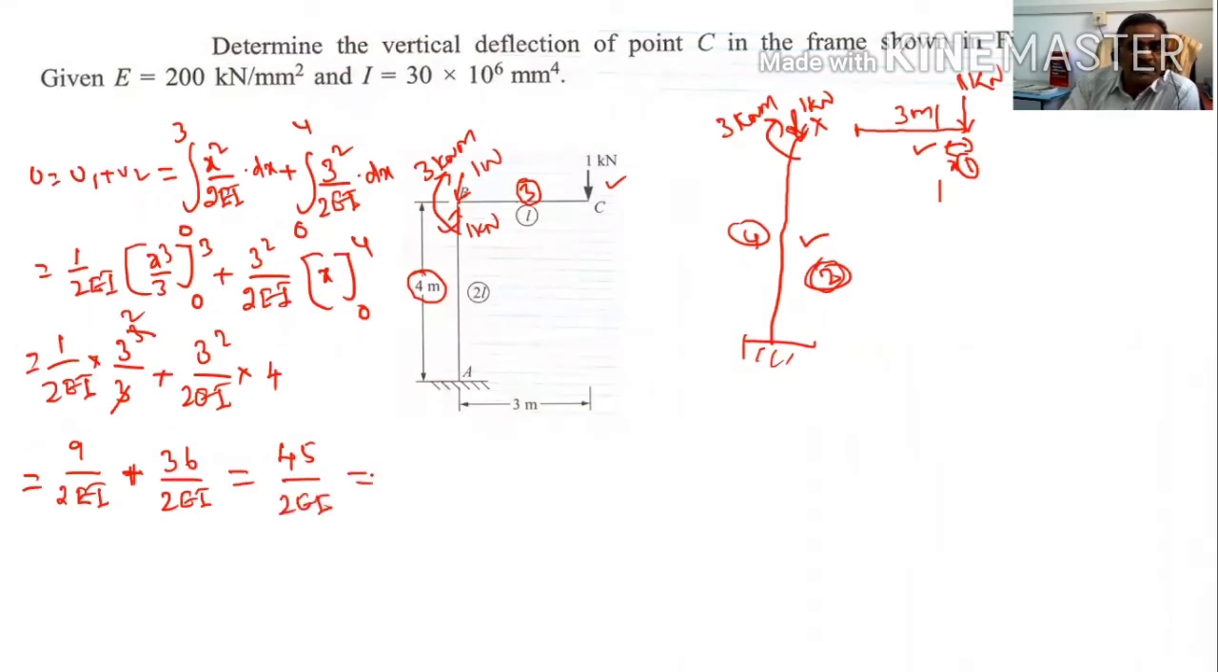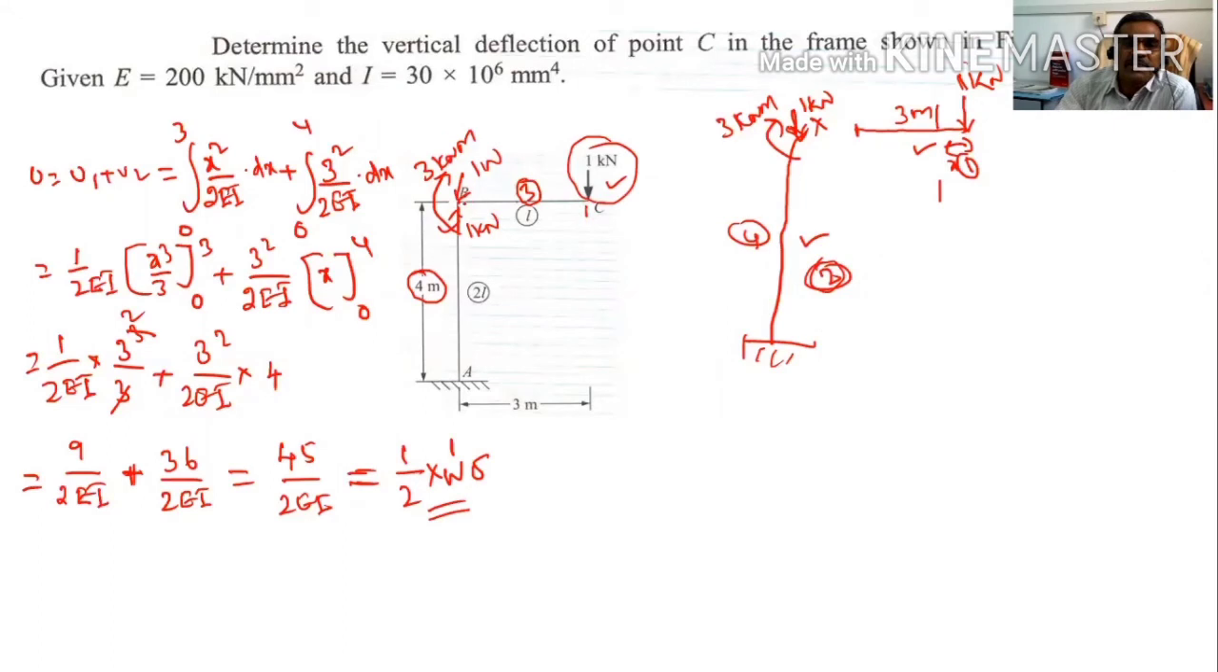That is equal to the total energy stored in the two sections. That is equal to half into W into delta. What is this? This is the work done. Here what is W? W is equal to 1, because only here we are applying the load.